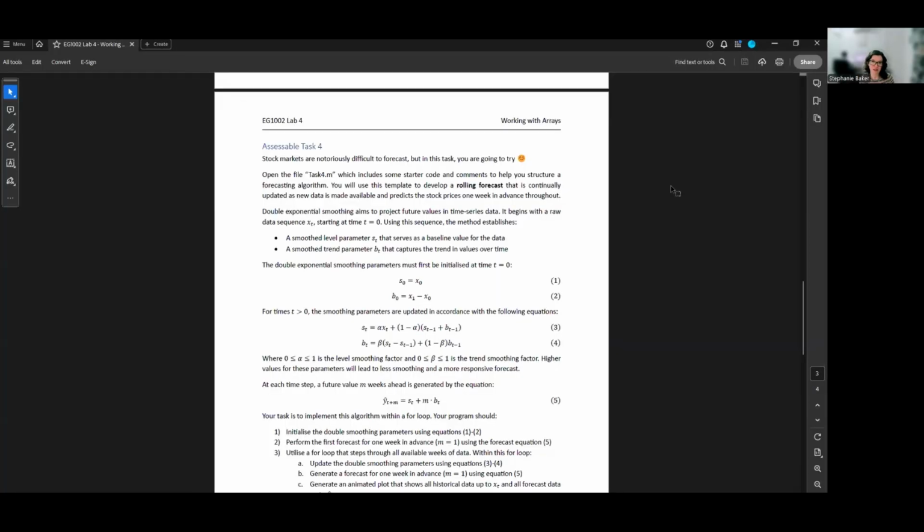Hi all, and welcome to this screencast where we're going to be having a look at task 4 from our fourth lab. So this task is all about forecasting the future of stock market performance. It's a notoriously difficult task. We're going to give it a go though. And the method that we're going to be using is called double exponential smoothing.